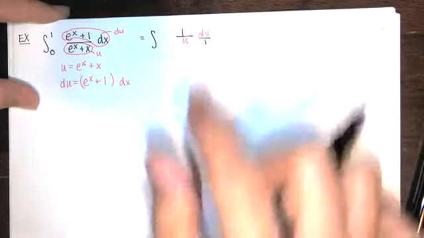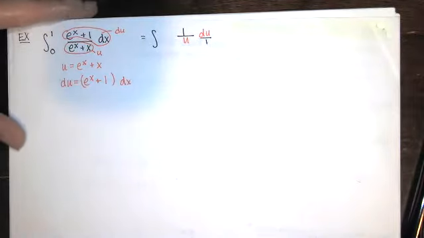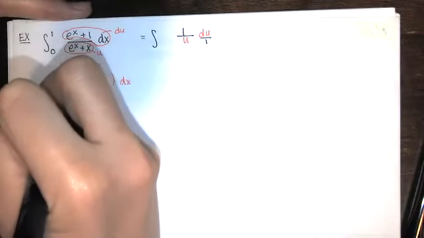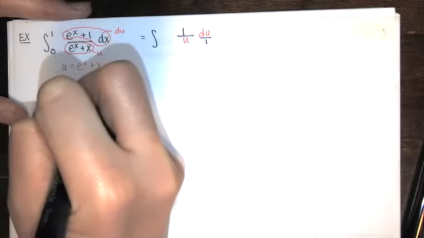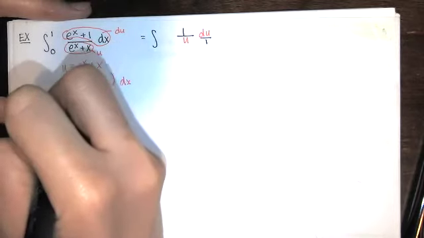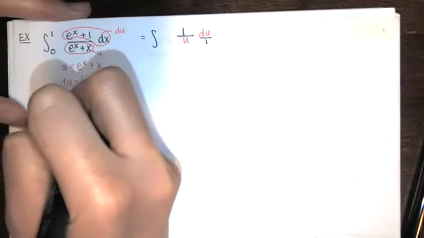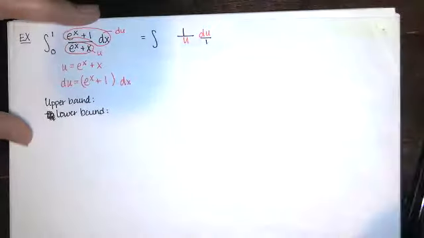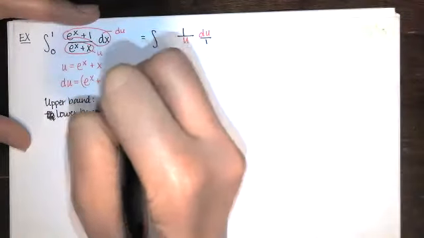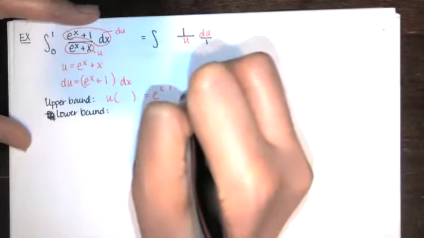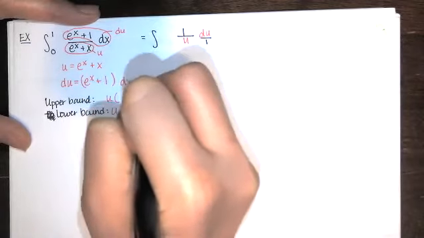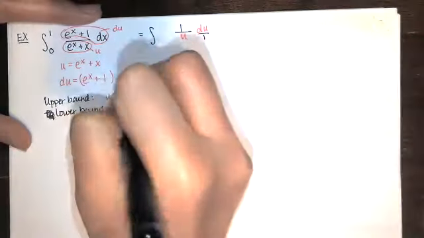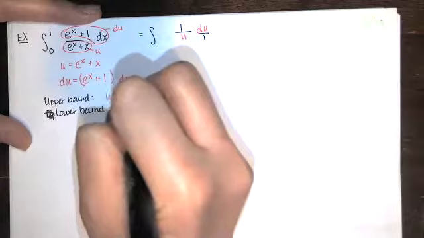Okay, I can take the antiderivative of that, no problem, but it was a definite integral, so I need new bounds. So I need a new upper bound, or upper limit of integration, and I need a new lower bound, or lower limit of integration. So I evaluate my function u, that's e to the x plus x. I evaluate it at 1, and I evaluate it at 0.